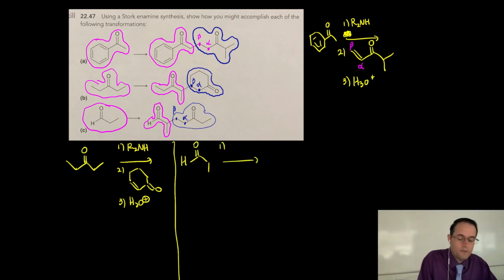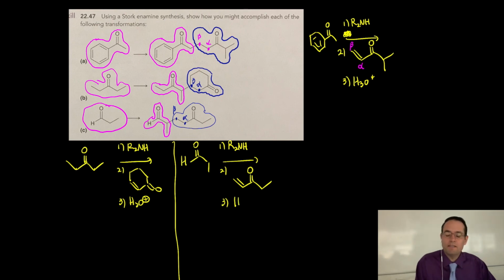We could even draw it going down like that if you prefer. We'll add the dialkyl amine. And then step two, we'll add our ketone, okay? Put the double bond in there. And then step three, we're going to add H3O plus, okay?